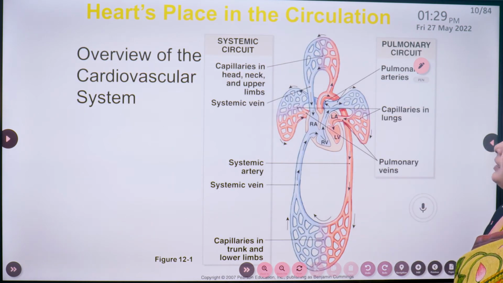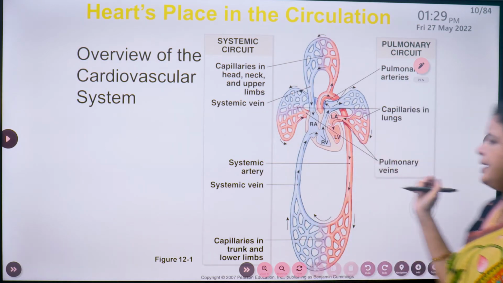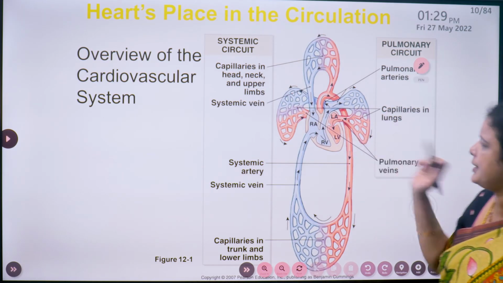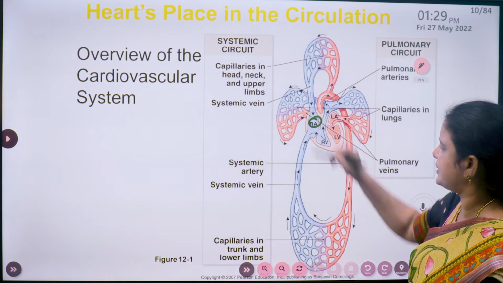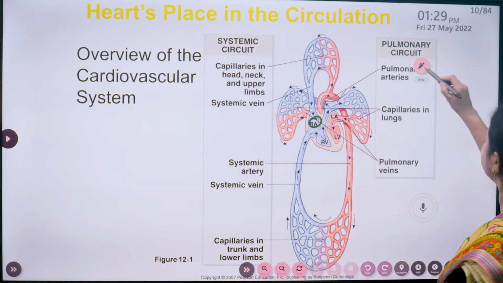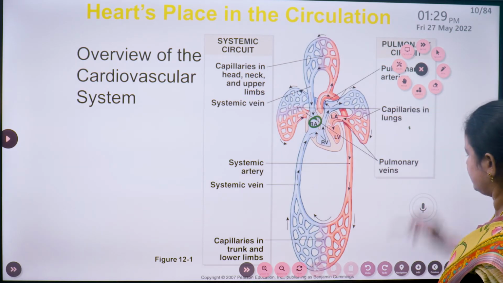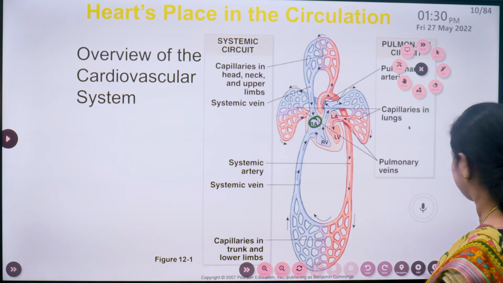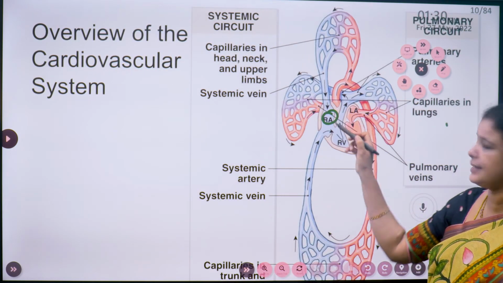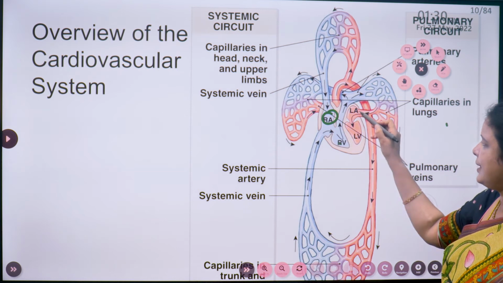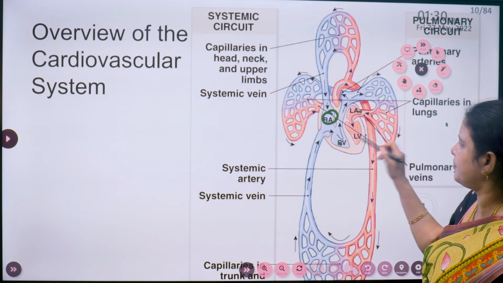So, an overview of the cardiovascular system: systemic circulation and pulmonary circulation. In pulmonary circulation, first we have the right atrium, the right ventricle, the left atrium, and the left ventricle.